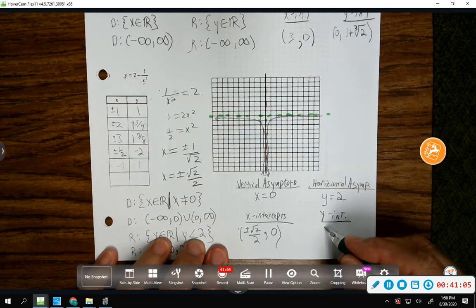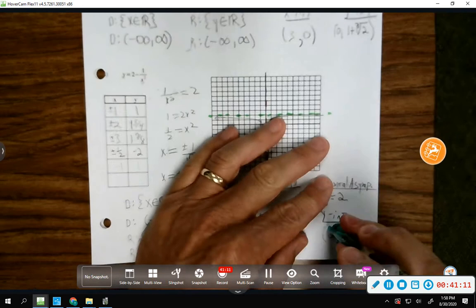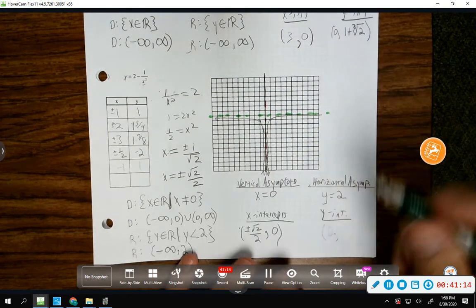Okay? To find a y-intercept, plug 0 in for x. I plug 0 in for x, can't do it. So it's none.